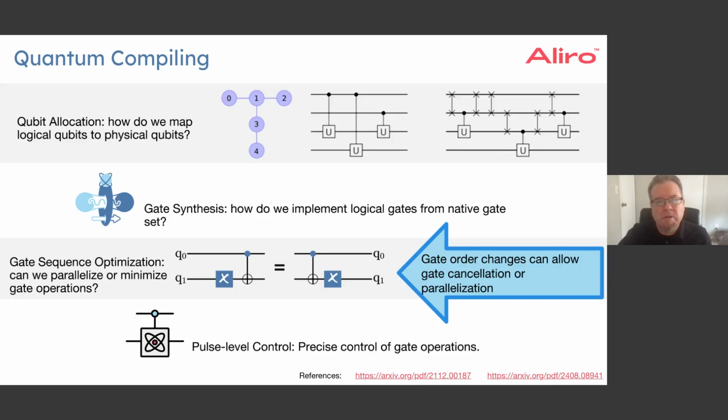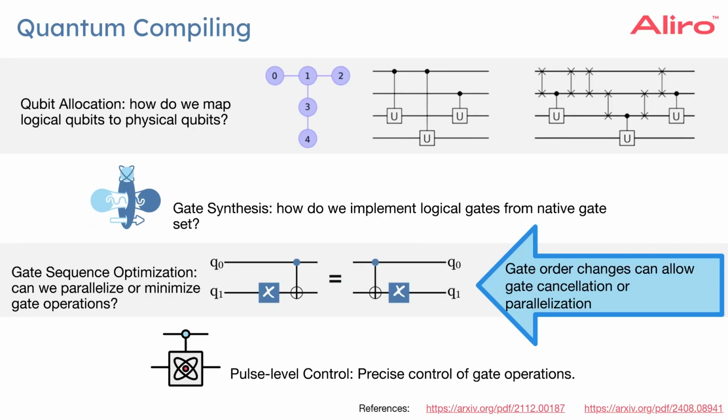So let's take a closer look at quantum compiling. There are several aspects to quantum compiling. One aspect is what we call qubit allocation. With qubit allocation, we know that we have logical qubits, or the abstract qubits that are associated with the circuit that we want to compute.